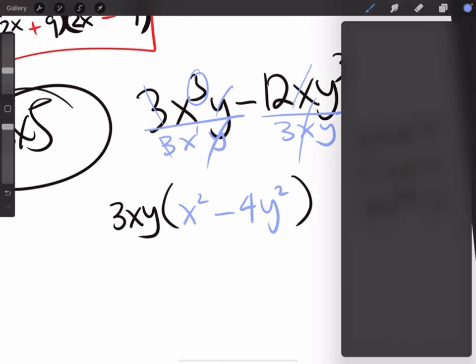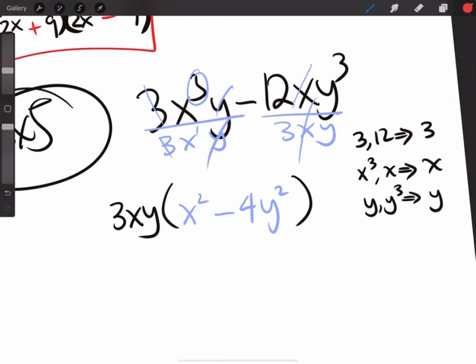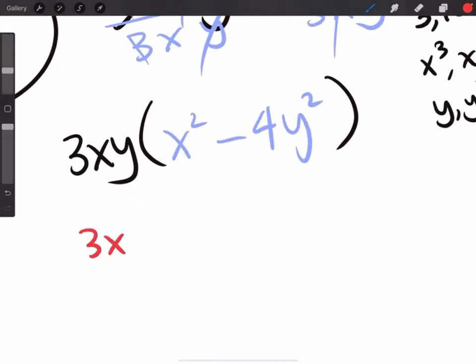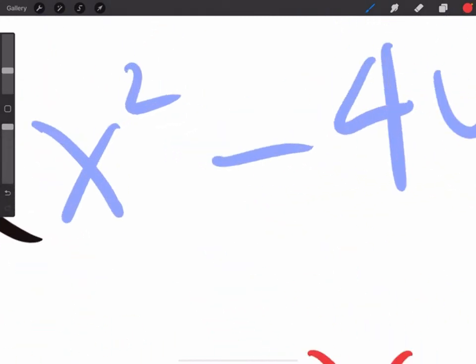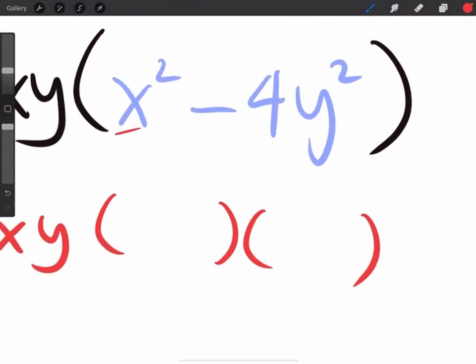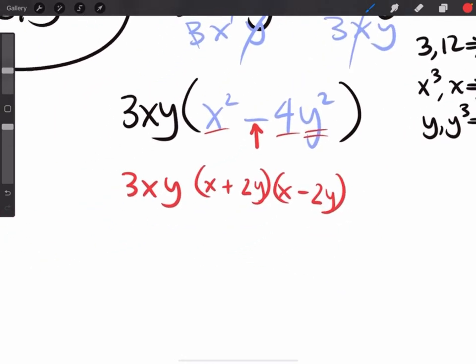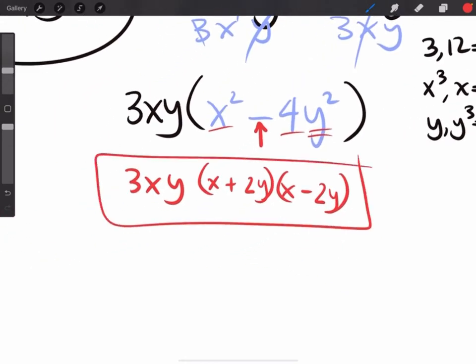Okay, now you can see if you can do any more factorization and if you can factor further. And you can. Two parentheses. You got difference of squares here. Square and square. So that's difference of squares. What makes x squared? x and x. What makes 4? 2 and 2. What makes y squared? y and y. And there is absolutely no middle term, so it's plus and minus. And this is your final answer.